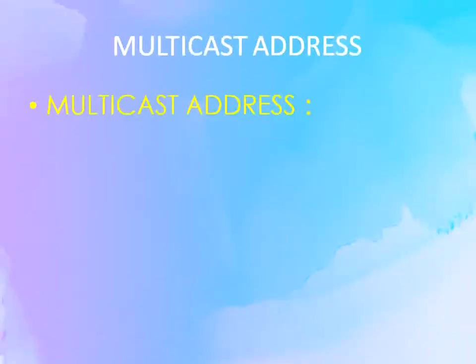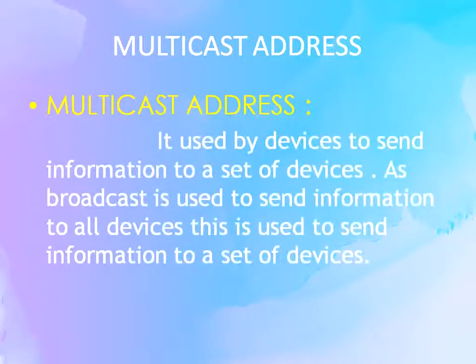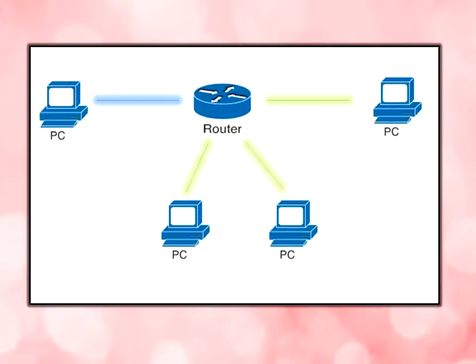So next is the multicast address. It is used by devices to send information to a set of devices. As broadcast is used to send information to all devices, this is used to send information to a set of devices. So let's have an example. Here we have the same network, a router and 4 PCs. The router is sending 3 packets to 3 PCs at the same time. So the router is using a multicast address to do this.